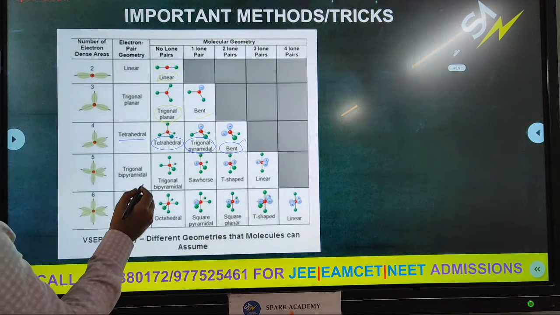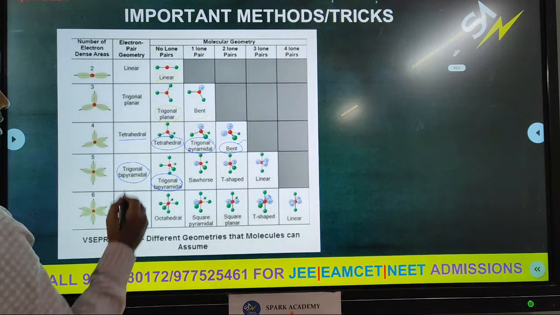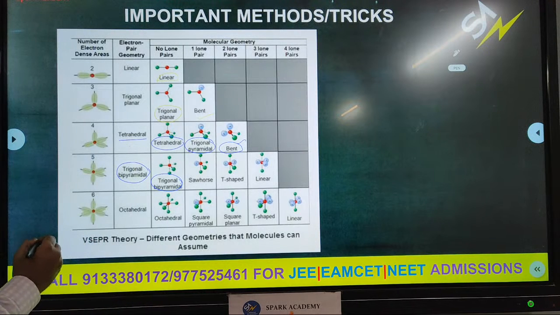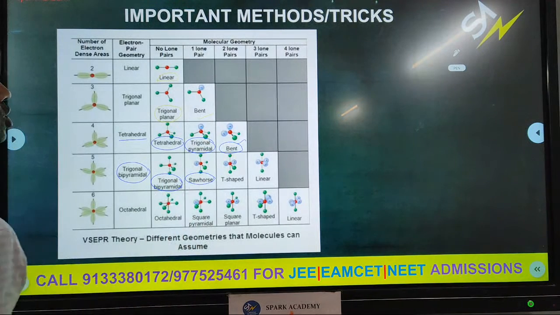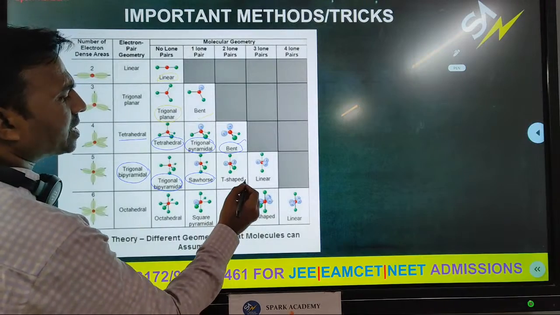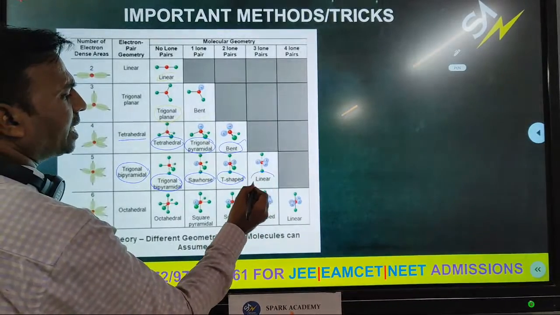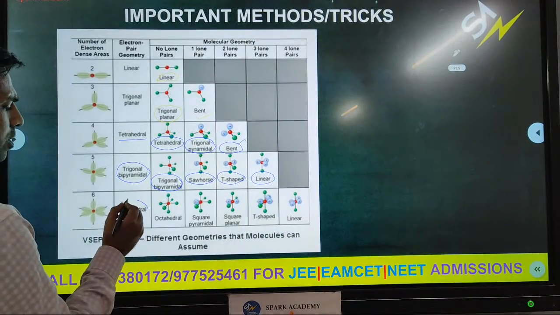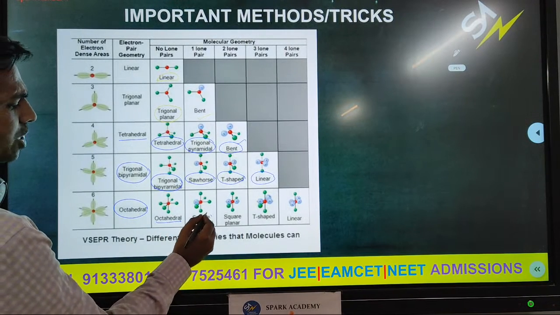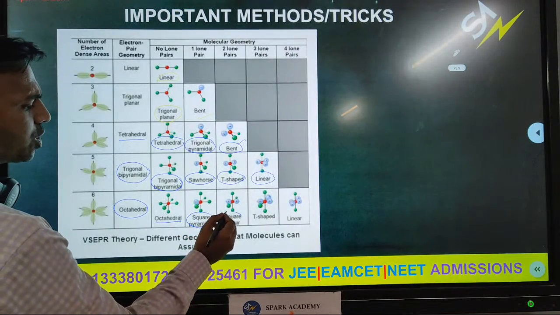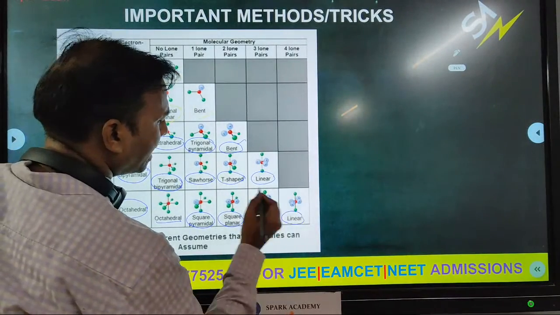Now come to the trigonal bipyramidal electron geometry. Without lone pairs, it is trigonal bipyramidal. If there is one lone pair, the structure becomes seesaw. If two lone pairs, the structure becomes T-shaped. If three lone pairs, the structure is linear. Now for octahedral geometry: without lone pairs it is octahedral; one lone pair, square pyramidal; two lone pairs, square planar; three lone pairs, T-shaped; four lone pairs, linear.